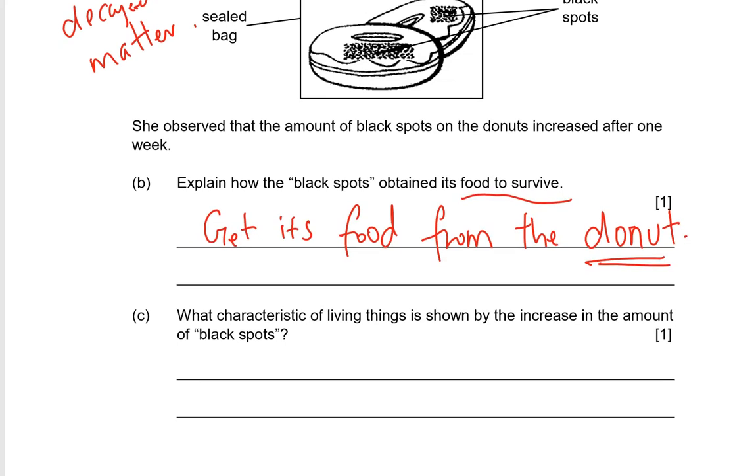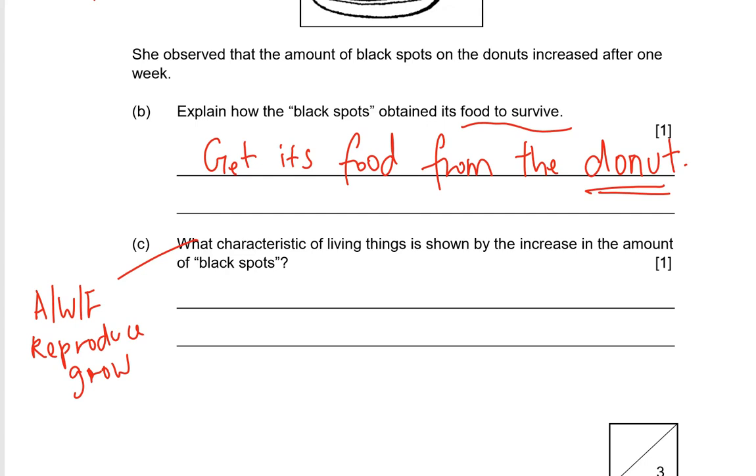Now, next one. What characteristics of living things? You have learned about the 4 characteristics, right? They need air, water, food. And they reproduce. They grow. Grow means they grow in size, right? Not in numbers. And then we also talk about them responding to changes.